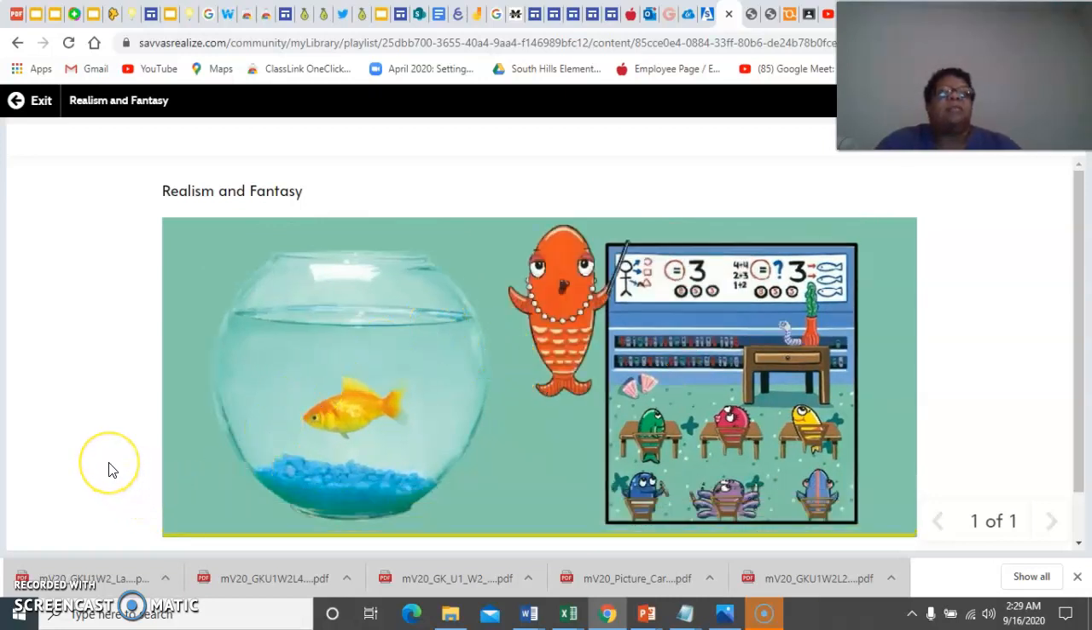So think about the story Mission Accomplished. Was that a real story or was that a fantasy story? So think about what they just mentioned in the video clip and think about the story Mission Accomplished, and was that a real story for realism or was that something that was a fantasy story?